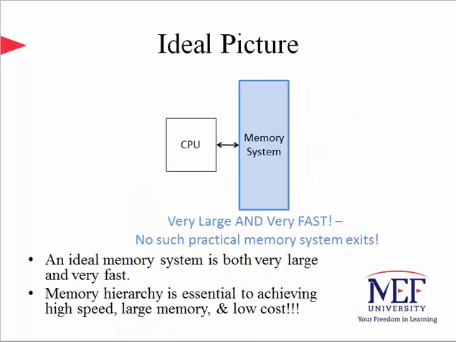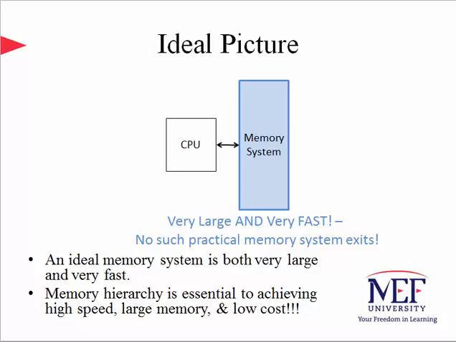Here is the ideal picture. This picture shows an ideal memory system and its connection to the CPU. We would expect a very large and very fast memory system to respond to CPU requests in a timely manner, right? If you remember our previous discussions about the CPU and memory system and the speed gap between CPU and memory, this is the ideal scenario where it will respond to our requests. Fast reads and writes, for example, coming from the CPU. However, there is no such practical memory system in the real world, unfortunately.